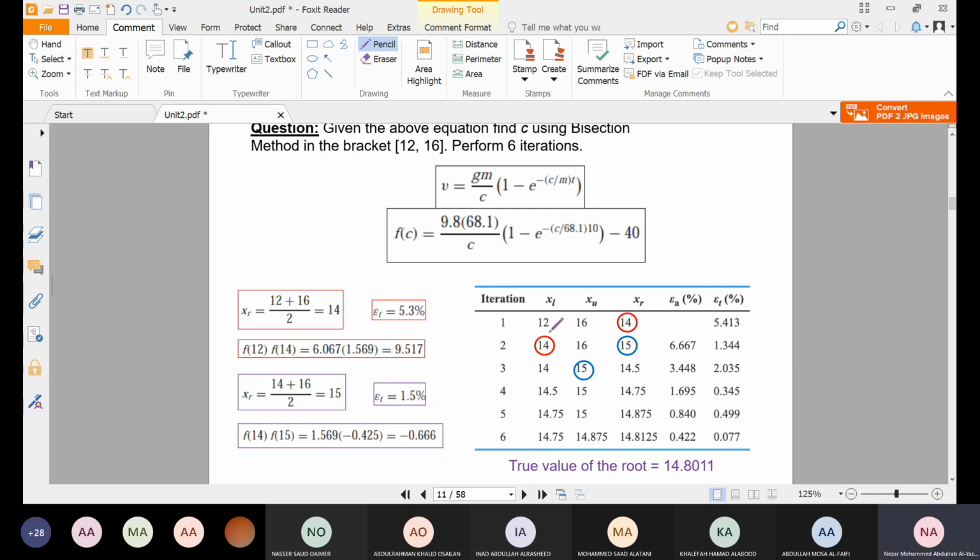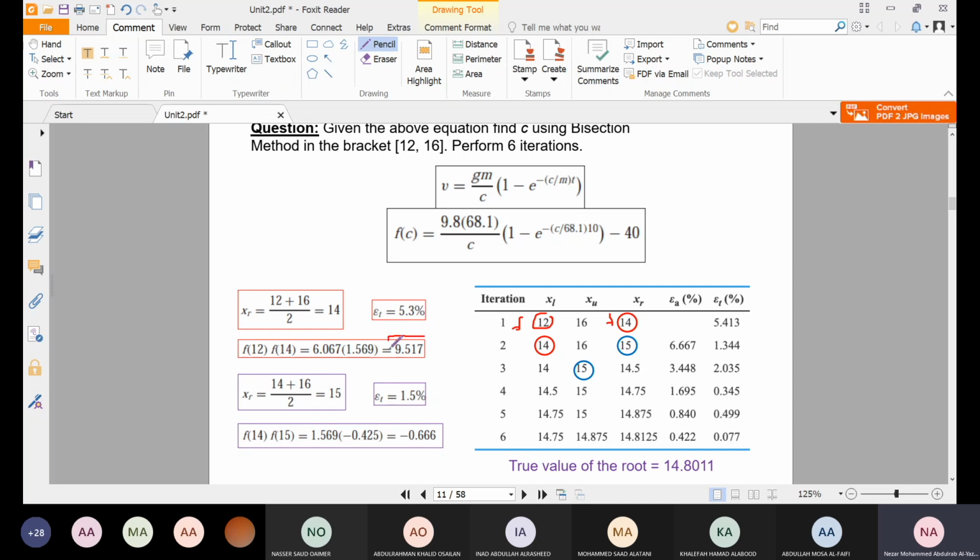Okay, so here we have 12 and 16, and we evaluate the function at these 2 points. This should be negative to start the bisection. Okay, f of 12 multiplied by f of 16 should be negative. If it is negative, I will compute the midpoint, so here it is 14. After that, I multiply f at 12 by f at 14. So I will evaluate this one.